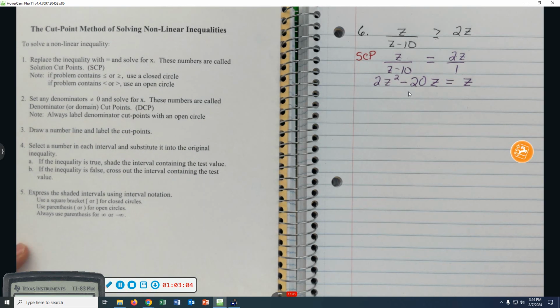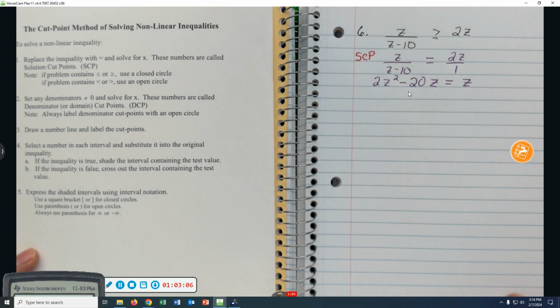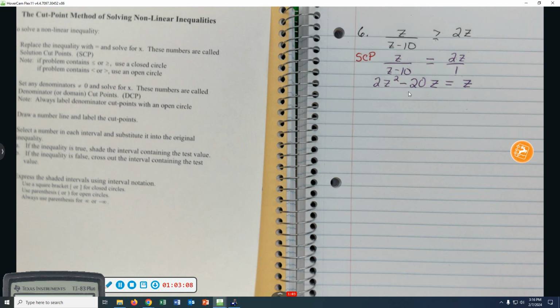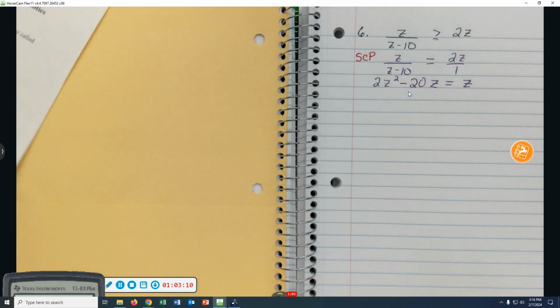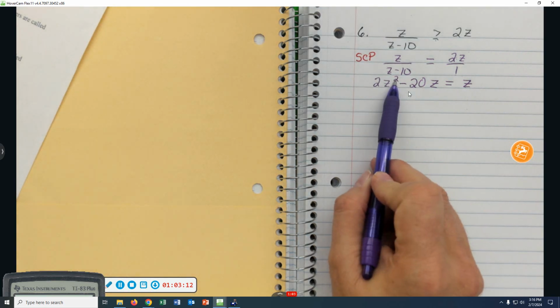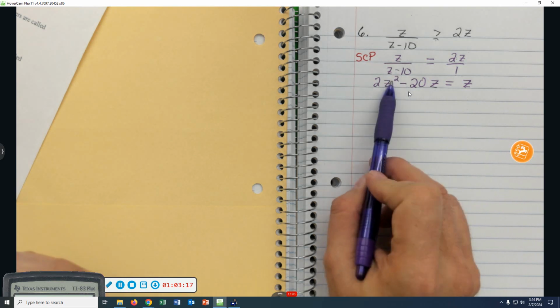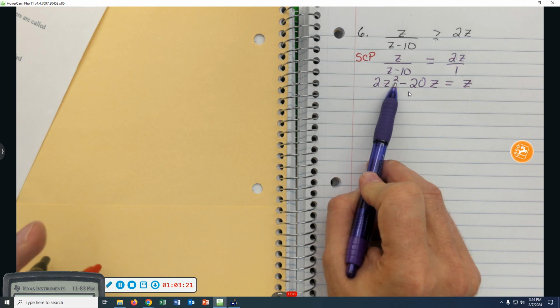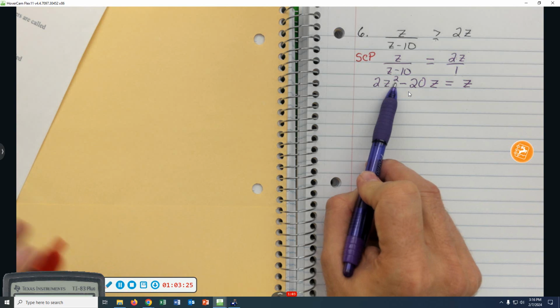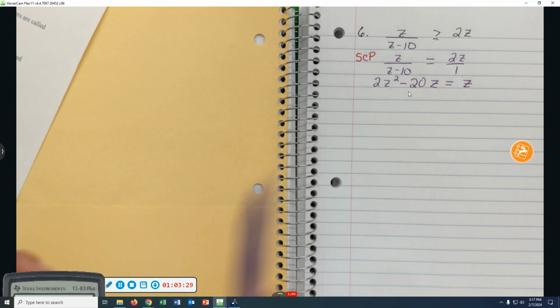How does this one differ from the last two we did? Well, if you look at them long enough and hard enough, I think you'll figure out there's a square on it. This is not a linear equation. It's a quadratic. So we have to get a 0 on one side and either factor or use the quadratic formula. As a general rule, don't use the quadratic formula on these. All of these factor.